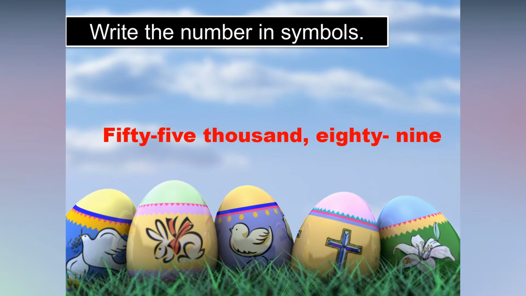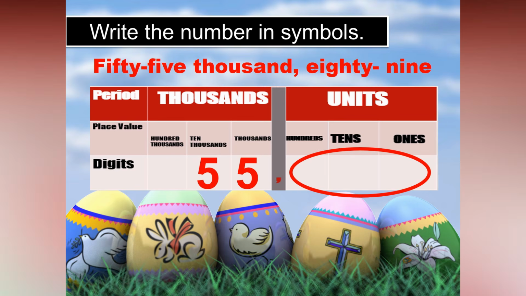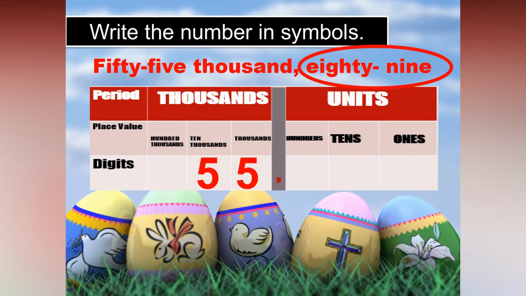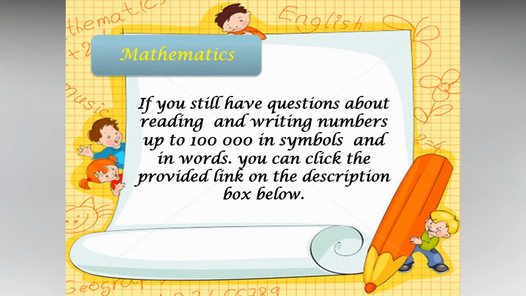Now, in this example, we need to write 55,089 in symbols. To do that, 55 is in the thousands group. Then, 89 is written as 089 in the units group. If we put them together, it can be written as 55,089, or can be read as 55,089.